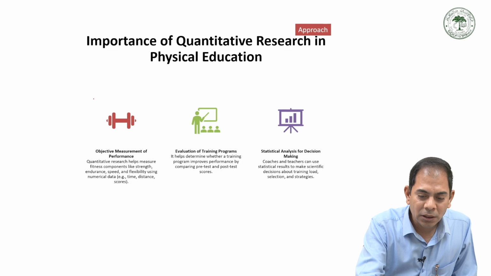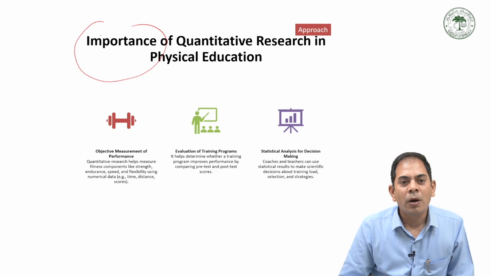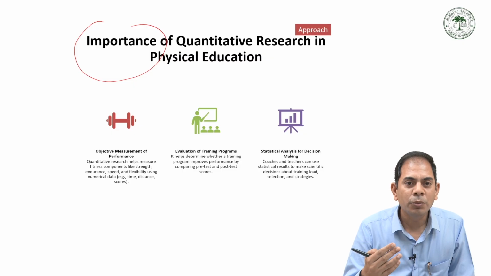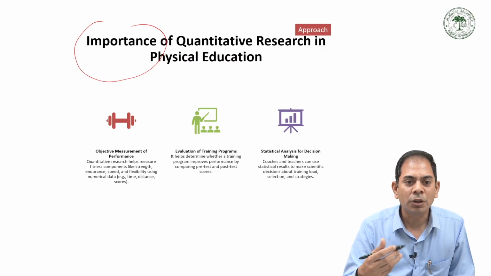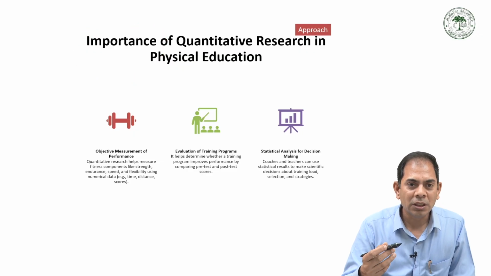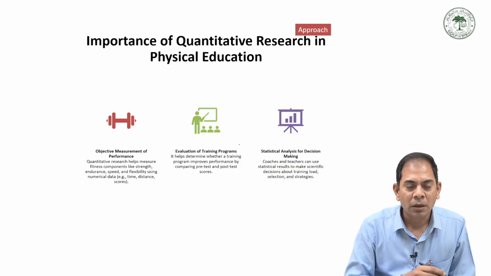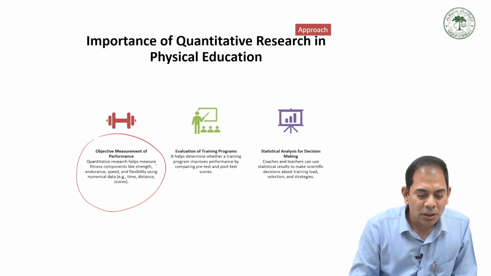Next important thing is the quantitative research importance. So now let us understand the importance of quantitative research in the field of physical education. This approach is widely used in the sports and fitness field, just like objective measurement. Next important thing is the evaluation of training programs and statistical analysis for decision making. Important thing, the objective of measurement. Quantitative research helps to measure fitness components like strength, endurance, speed, flexibility.